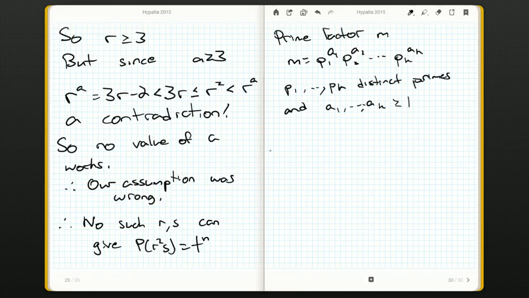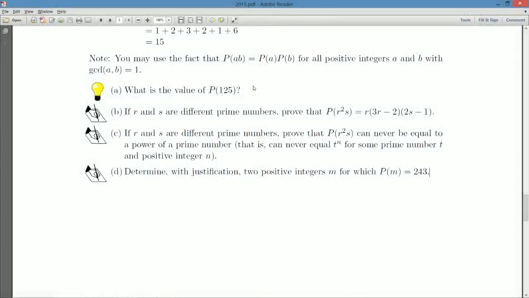Okay. Well, I know that p of m then splits up into p of p1 to the a1, times p of p2 to the a2. Right? This is the rule. We are told that if a and b are relatively prime, we can split it up. And so we're just repeatedly applying that rule.